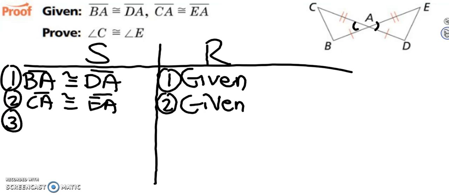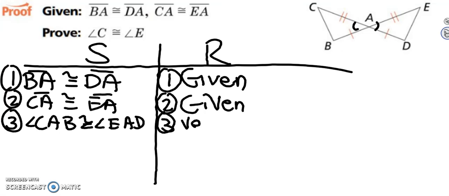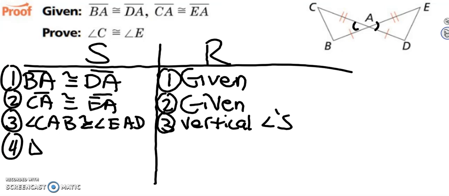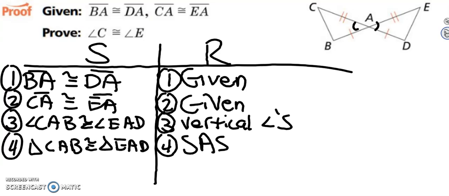So luckily I have vertical angles here, so I can say angle CAB is congruent to angle EAD. And we should all know that that's vertical angles. So now I can prove triangle CAB is congruent to triangle EAD by, what's our reason here, side angle side. Now, so far this is where we would stop, but that's not what my proof statement is. My proof statement is prove angle C is congruent to angle E.